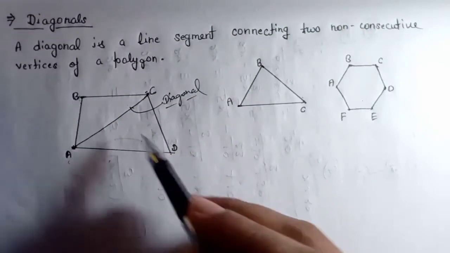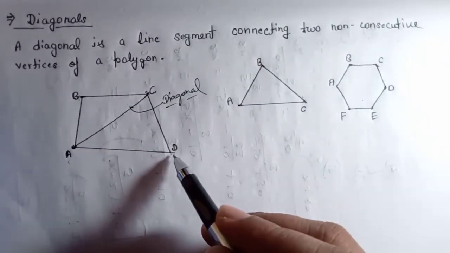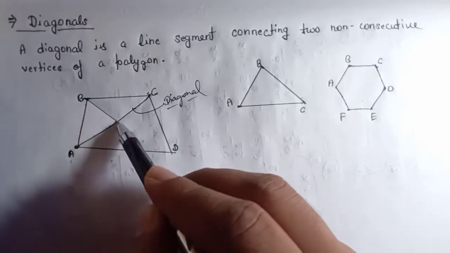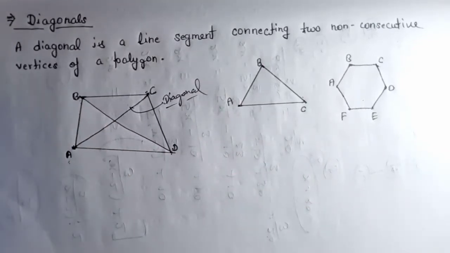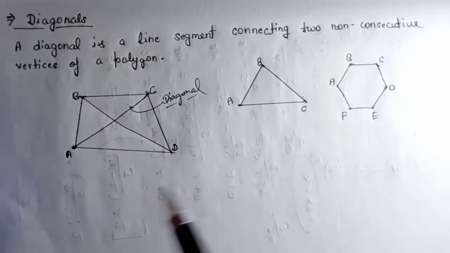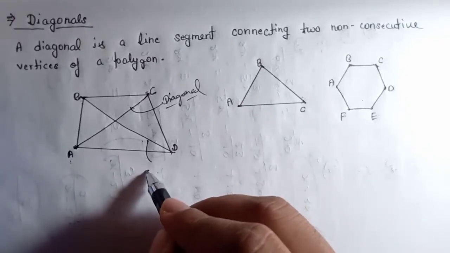And you can see for point B, D is a non-consecutive vertex, so we add B and D, and we get another diagonal. In case of a triangle, you can see it is also a diagonal.